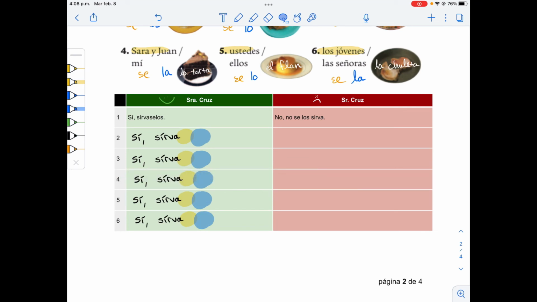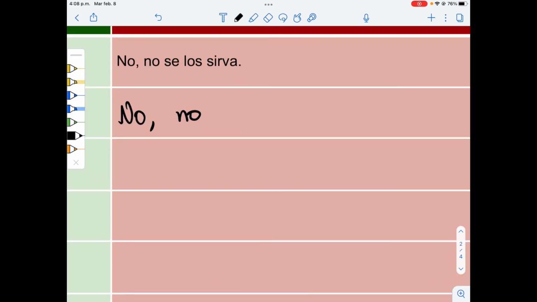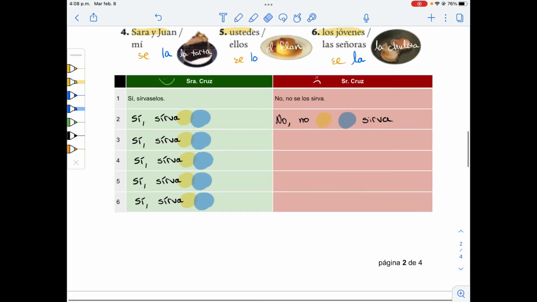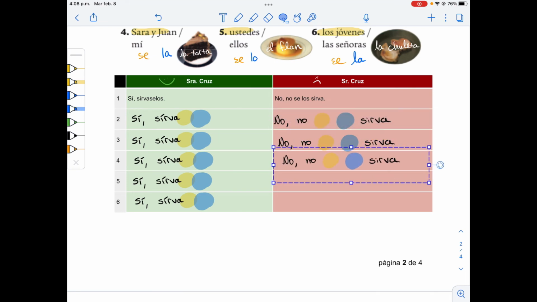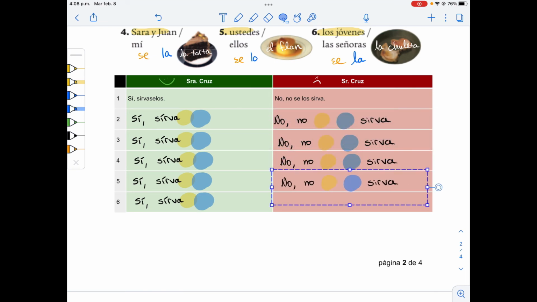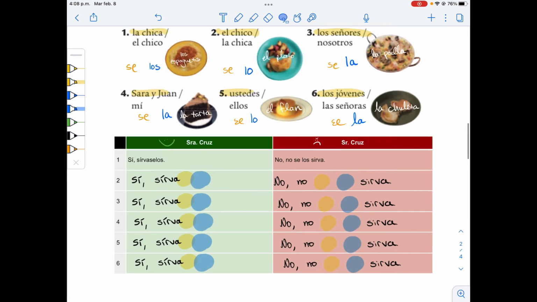However, on the negative side, we're going to start with our no. And then we still have that same pattern: indirect object, direct object, but they are separate words followed by our command. So all of our sentences are going to follow the same pattern. And now we're just going to fill them in.